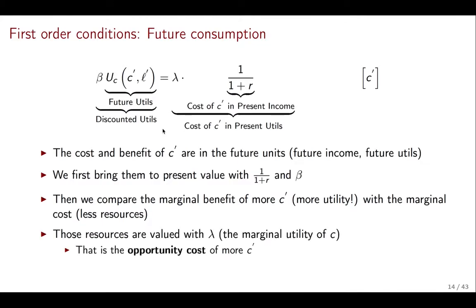Now those resources are valued with lambda. That's what we were saying. Lambda is the marginal utility of consumption today. That's the opportunity cost of more consumption tomorrow. So this equation is already telling us about what the trade-off is. If you want more consumption tomorrow, you have to save. And so the opportunity cost of having more consumption tomorrow is going to be expressed in terms of the foregone present consumption. You're going to choose consumption tomorrow to equate the marginal benefit to the marginal cost of consuming.